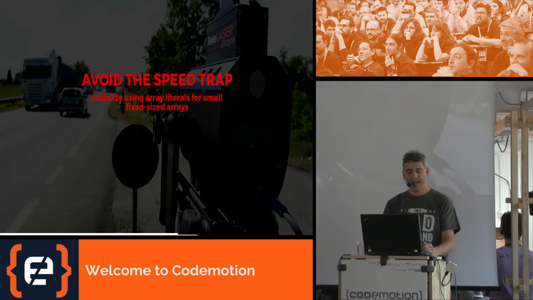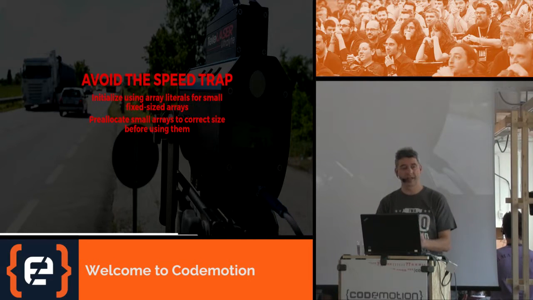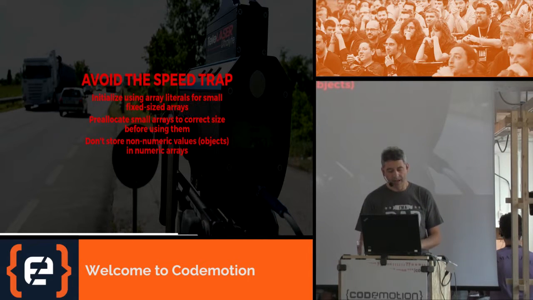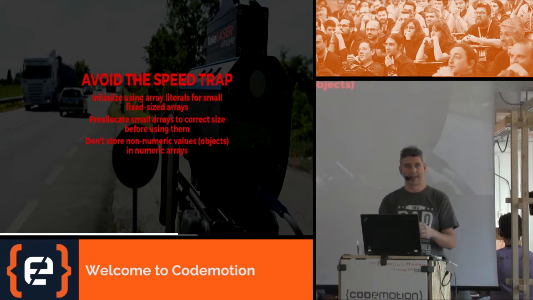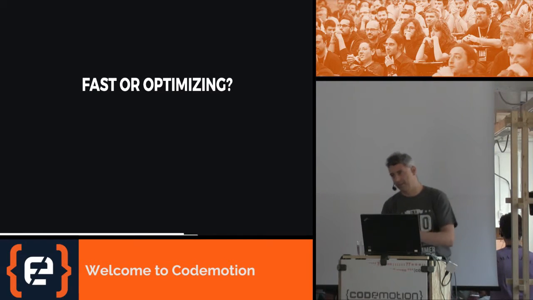Which means initialize arrays using literal for small fixed-sized arrays, and actually pre-allocate small arrays to correct size before using them. This is something you can do. It needs not to be huge, but a small one is fine, which means the machine will not need to incrementally reallocate the array. So if it's something like 2,000 elements, it's still fine. Just allocate it and it will work. And don't mix non-numeric values with numbers. Again, this doesn't work well.